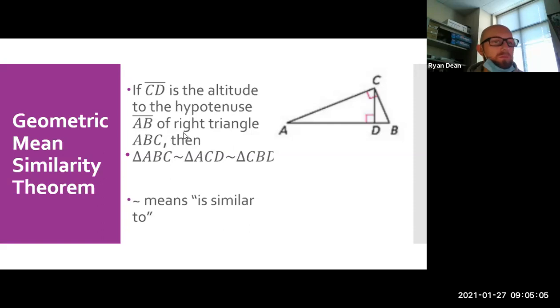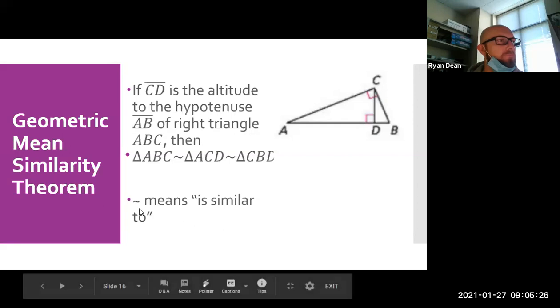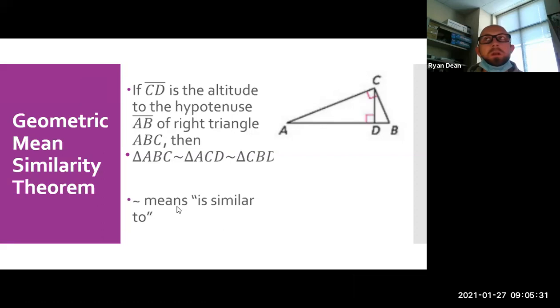Because we have this, we can say triangle ABC, this large triangle here, is similar to triangle ACD, the right triangle that the altitude creates. And then both of these are similar to triangle CBD. That's what this squiggly means. The squiggly just means similar to. Remember, if we have the squiggly with the equal sign underneath, that one means congruent. So the squiggly just means similar.